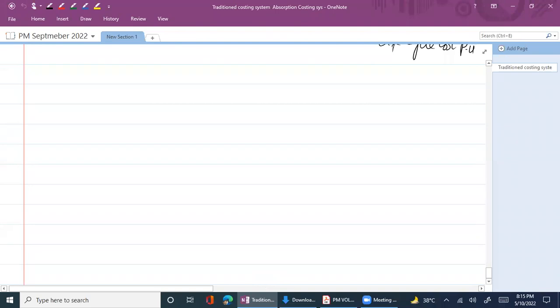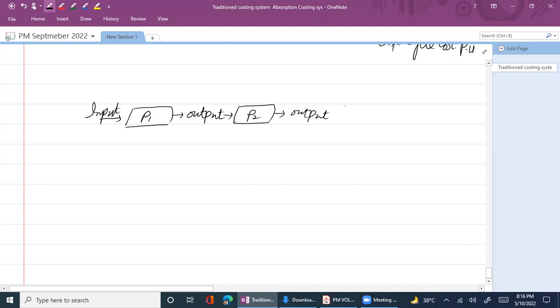I am giving you an example. Let's say there is a product which passes through process 1. We input raw materials in process 1 and we get some output, and after getting that output we need to process it further, and it goes to process 2, and then there is again output, and this output will be treated as input of process 3, and then we finally get the finished goods. So the product is basically completed in 3 processes.